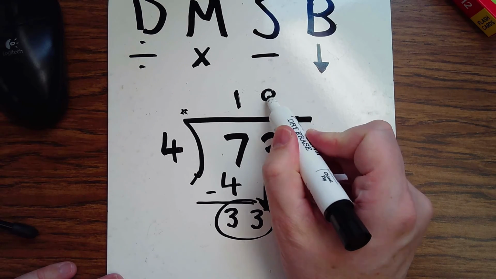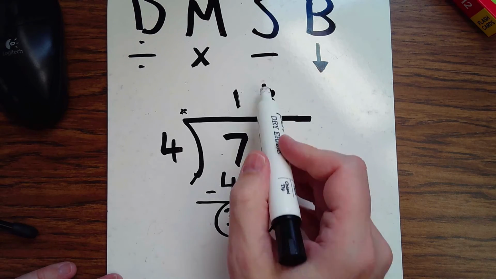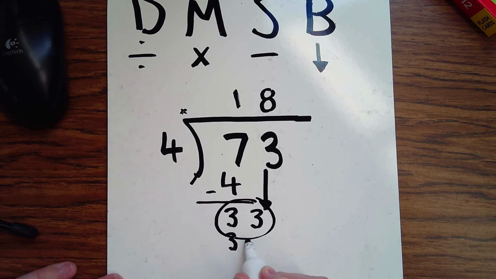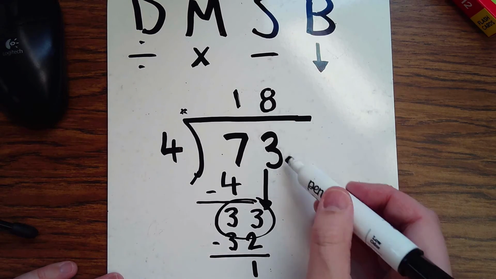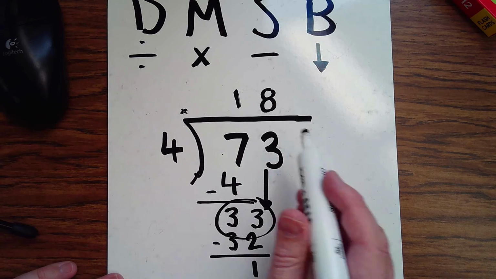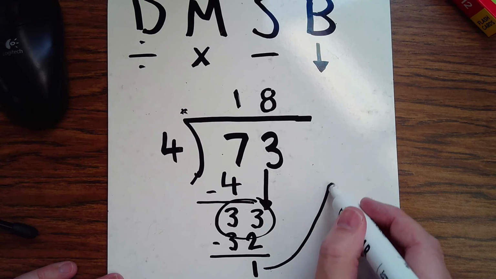So 8, put that right above the 3. And now I multiply. 8 times 4 was 32, which is pretty close. Now I subtract. I get 1. 33 take away 32 gets me 1. And now it's time to bring down, but there's nothing to bring down. So that means I'm done with the problem, except this has to come on up here.